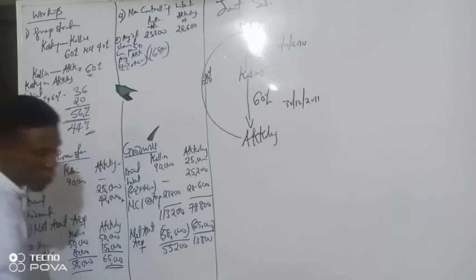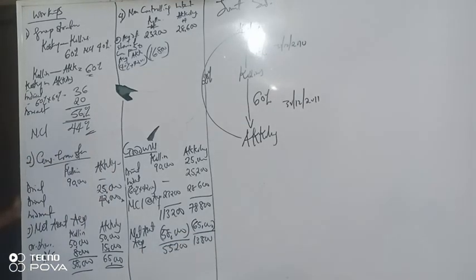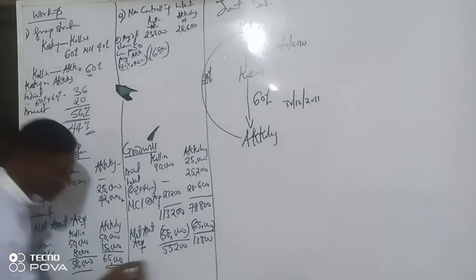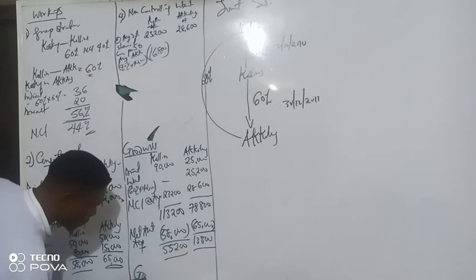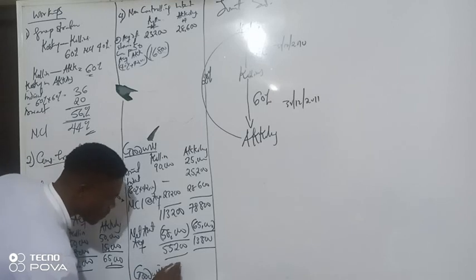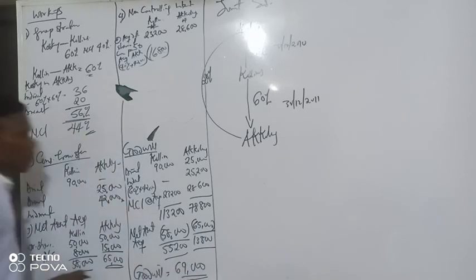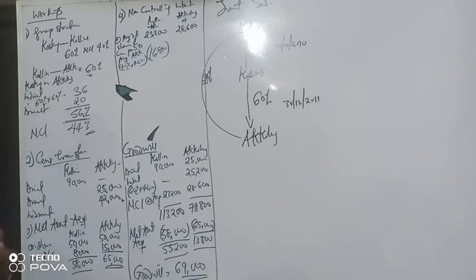Okay, I was doing the computation of goodwill. There is no impairment. So total goodwill together is 69,000. What next?